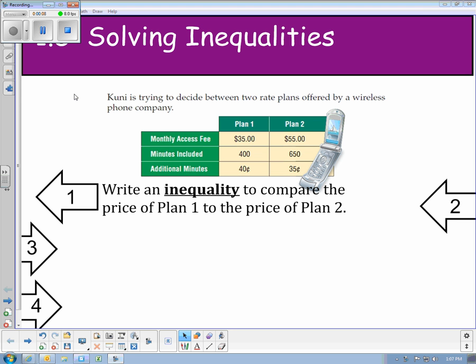I'm here to bring you your video for our learning target of solving inequalities. The first example at the top of your notes page says Cooney is trying to decide between two rate plans offered by a wireless phone company. The first question says write an inequality to compare the price of plan 1 to the price of plan 2.